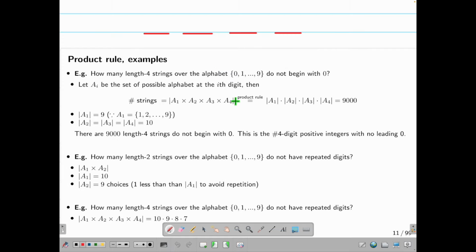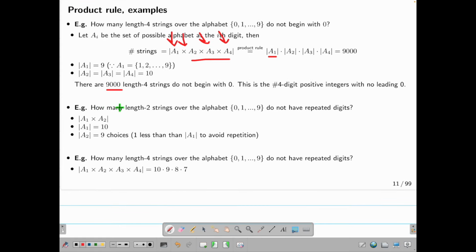Now I have 4, so I will have a Cartesian product of 4 things. And I just need to identify how many items here, here, here, and here. Since the rule says the first letter cannot be 0, this one cannot contain 0. So this one is just 1 to 9, so there are 9 things. There's no other rule saying 2, 3, 4 need to be special, so I can use any letter here, 10. Therefore, 9,000. So this is how you get 9,000.